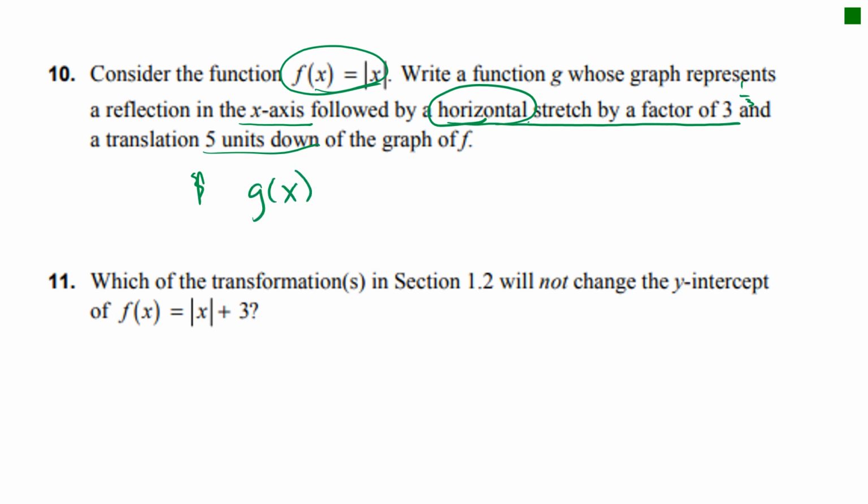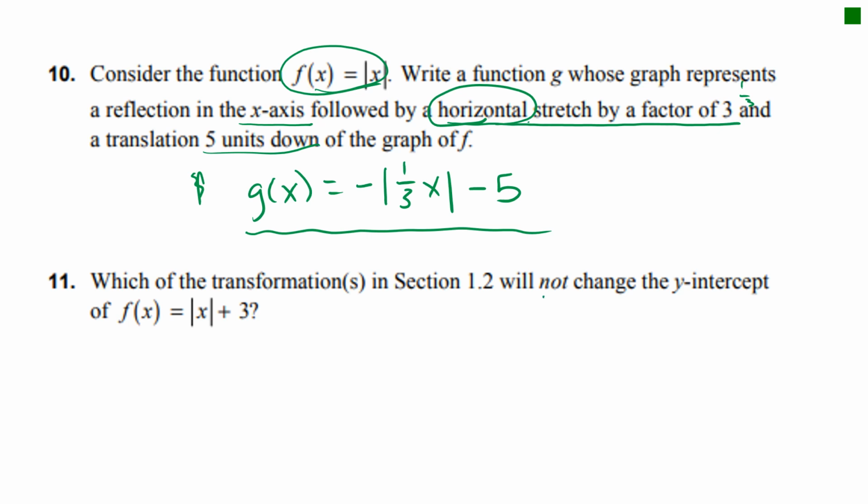So we're going to start with g of x. We flip over the x-axis first. That will be negative absolute value of x. Oh, whoops, hold on. Nope, that'll be negative on the outside. The horizontal stretch is going to be the 1/3 part. And there's just an x on the inside, so that part's easy. And then 5 units down. There we go.